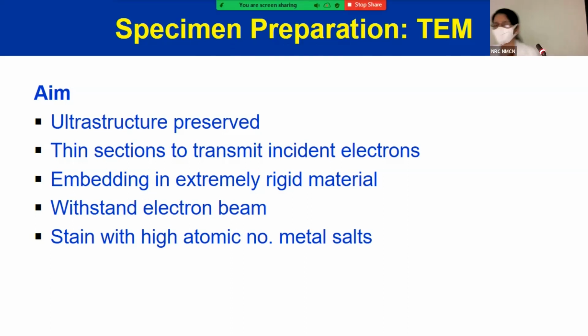So the aim of specimen preparation is that the ultrastructure should be preserved. The section should be thin because, as I said, 50% of the electrons should be transmitted. Embedding should be in a material which can withstand the electron beam. And we need to stain with high atomic weight metal because we want the electrons to be transmitted and scattered at the same time. So that is why we need to take into account these things when we process for transmission, and that is why it takes time as compared to a light microscope. So what is the fixative that we use for electron microscopy?